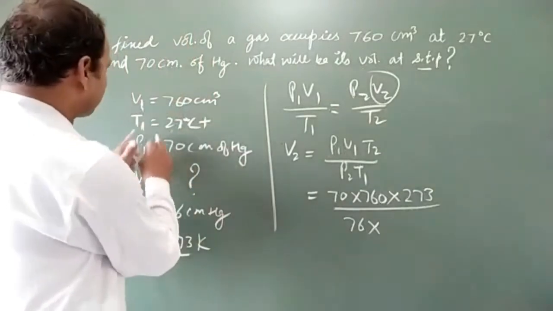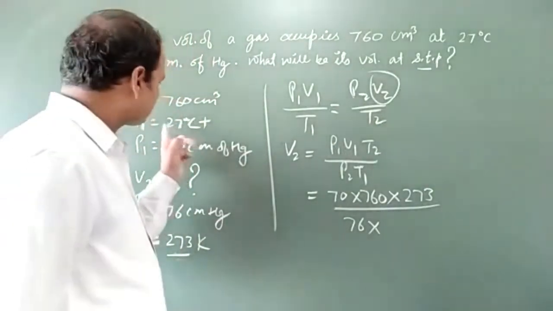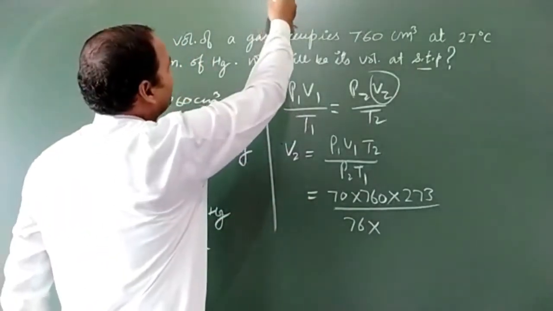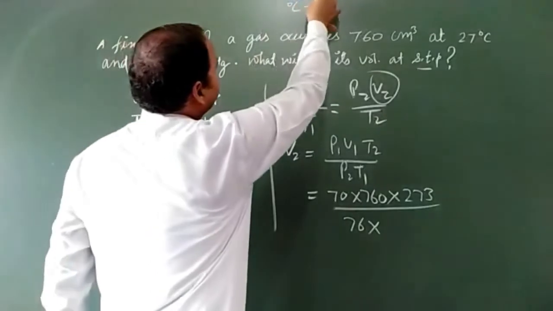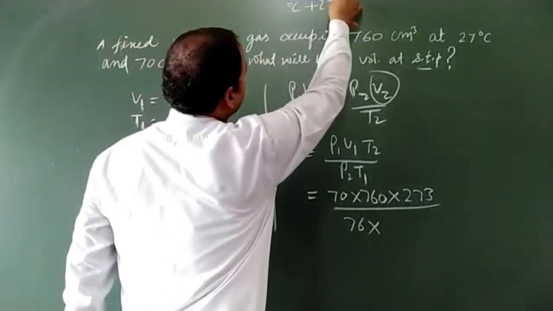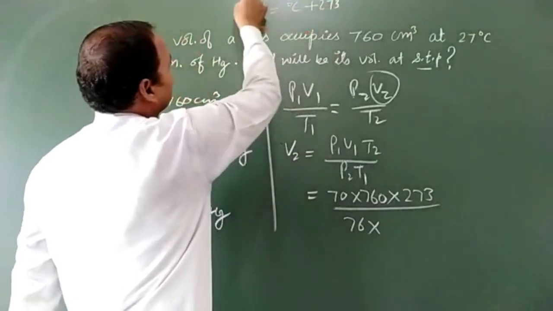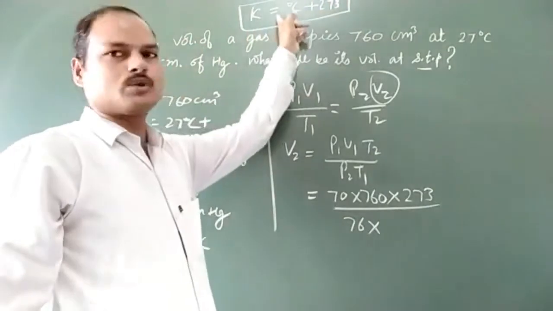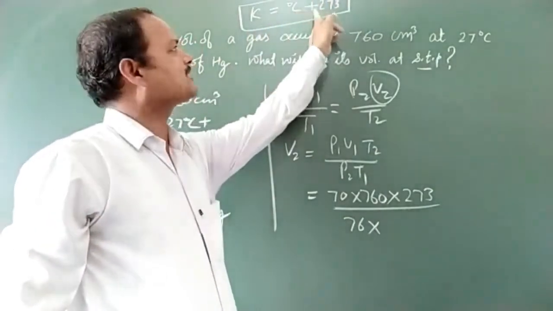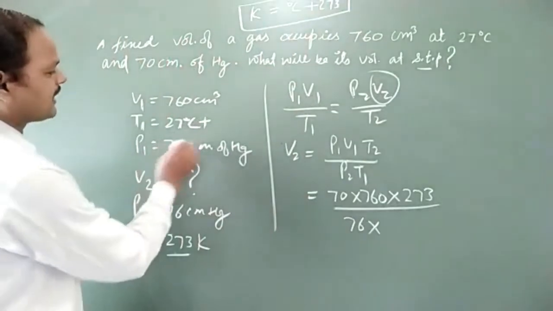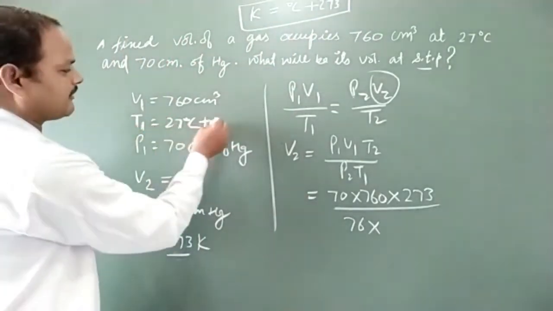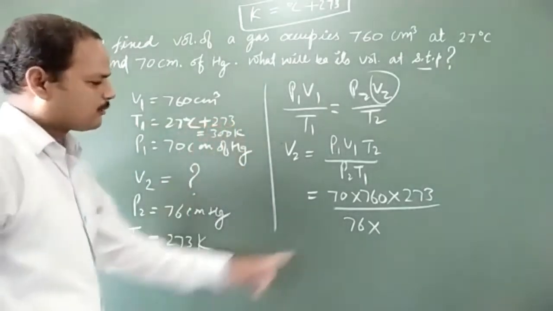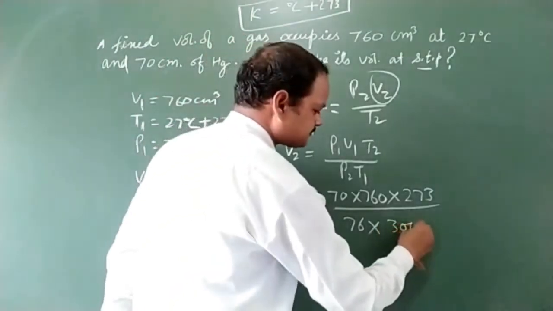Now convert this temperature that is given in degree Celsius into Kelvin. We need to add 273. It means an important formula is there. I hope you know this formula, that is Kelvin is equal to degree Celsius temperature plus 273. Therefore, we can find temperature T1 in Kelvin by adding 273. We will get here 300 Kelvin. Now put this value here, 300.